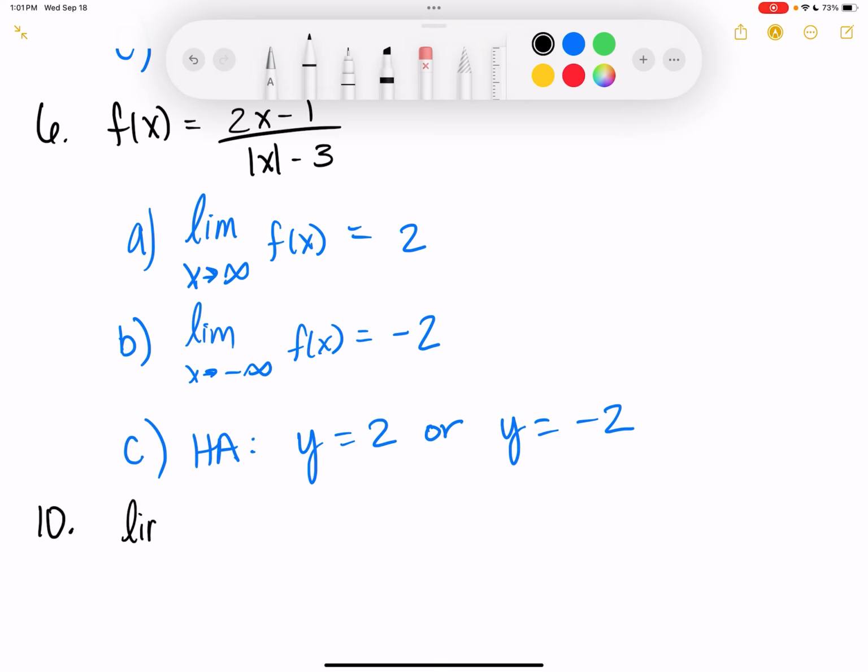All right, the limit as x approaches negative infinity of 1 minus the cosine of x over x squared.